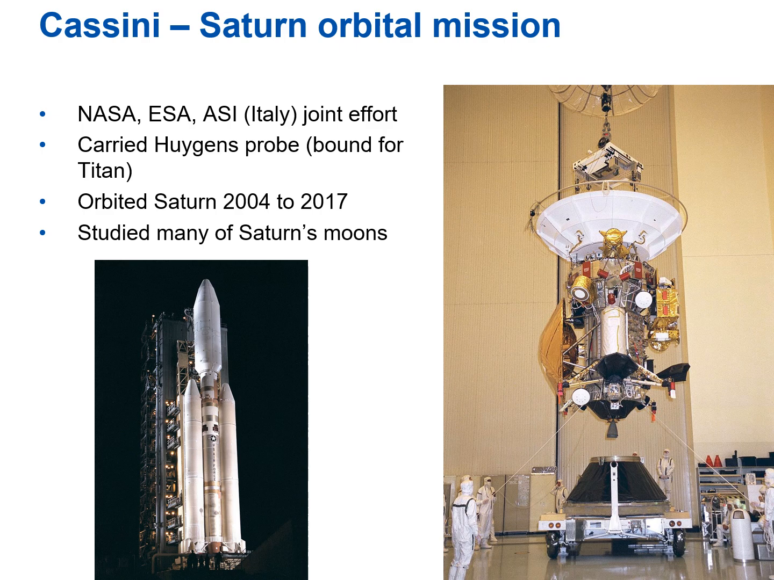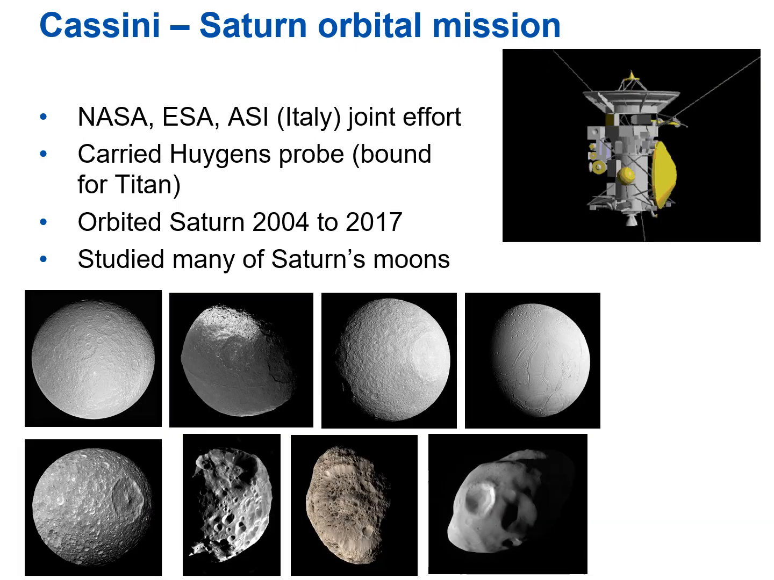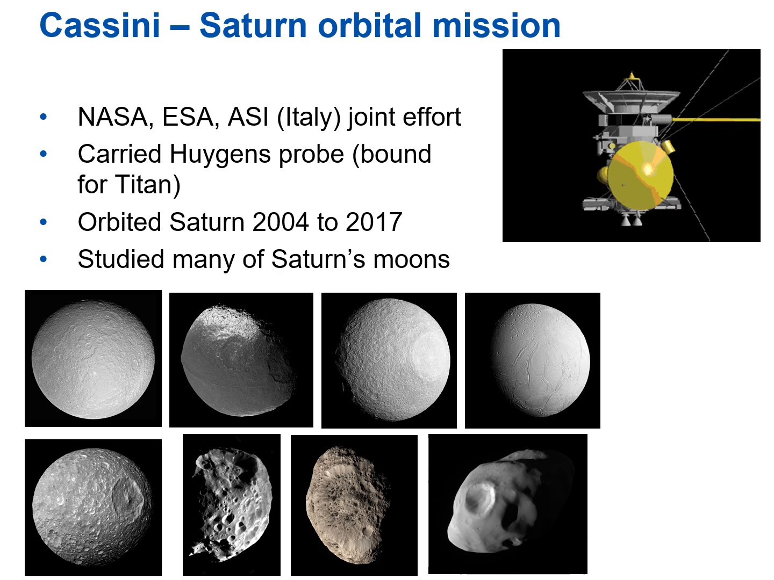Here you can see pictures of it. There it is on the launch pad on the left, and on the right is the actual Cassini spacecraft that would go into orbit. And here you can see a size comparison with some people. There's an animation of it.